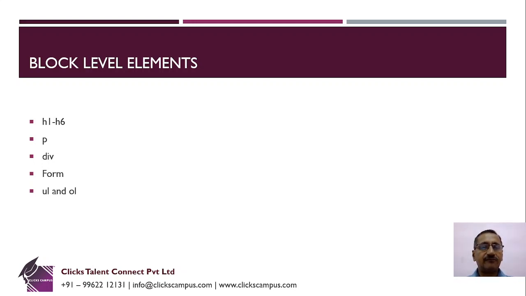Then we can have P, which denotes paragraph. Div is an element which describes a division. Normally a div can contain multiple elements together, so it's for grouping multiple elements under one div. Then form. Every web app will have web forms, where we can have a login form, a contact form, anything. Then UL and OL: UL is an unordered list, and OL is an ordered list. They are all block level elements.